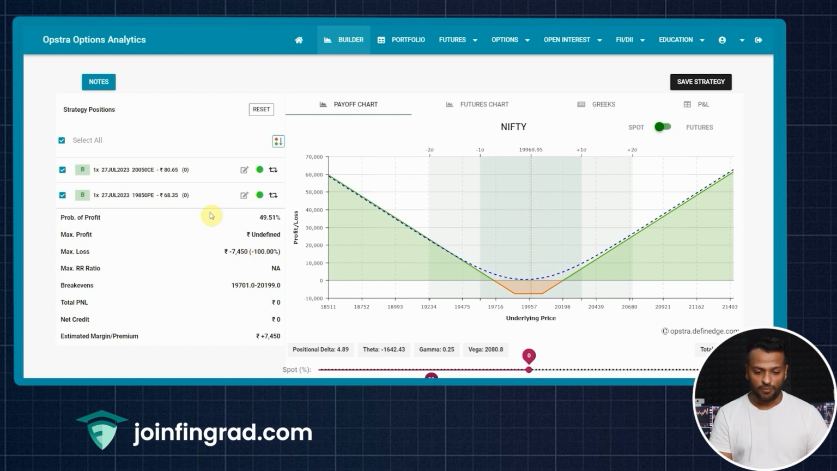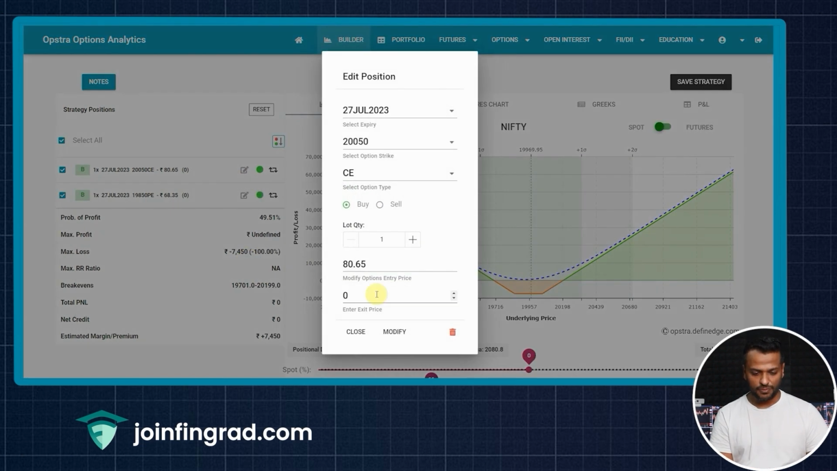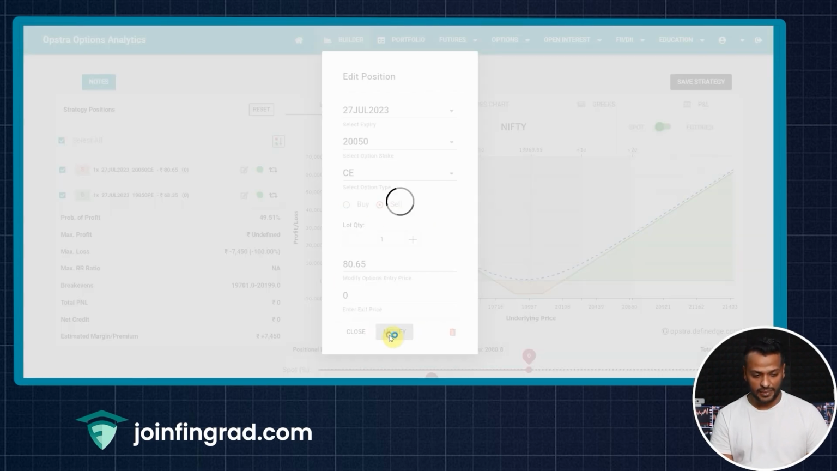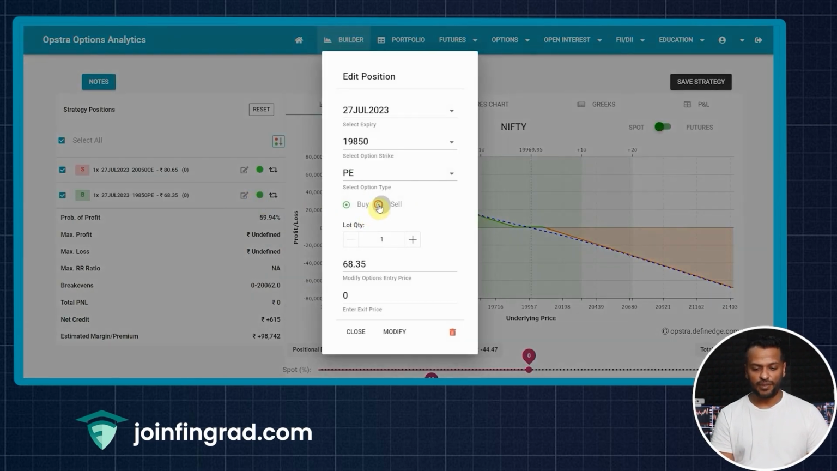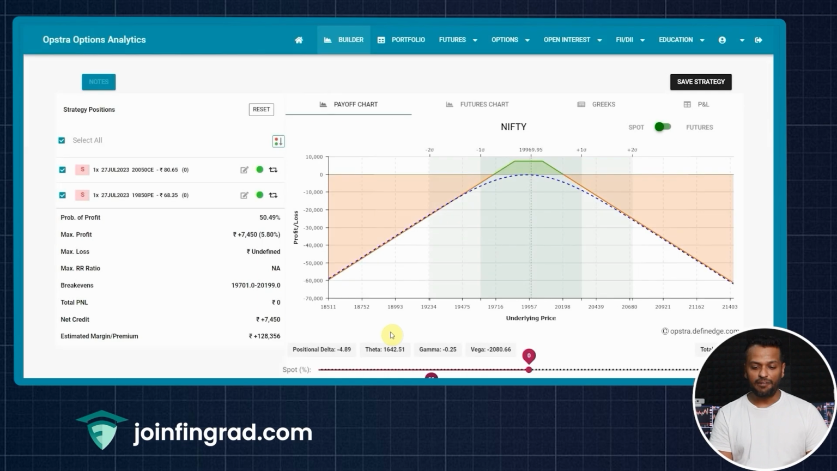Now let us look at it from the seller's perspective. From the seller's perspective, we modify the strategy and make the buy a sell. We do the same thing for the other leg. We again change the second leg from buy to sell. We modify and we get a payoff chart.